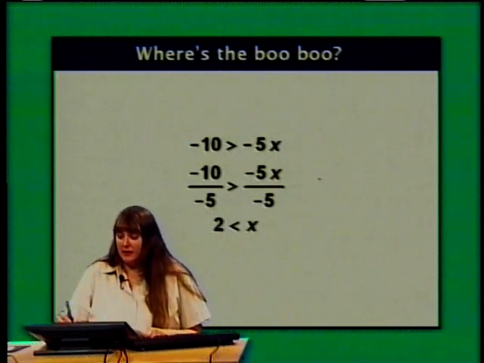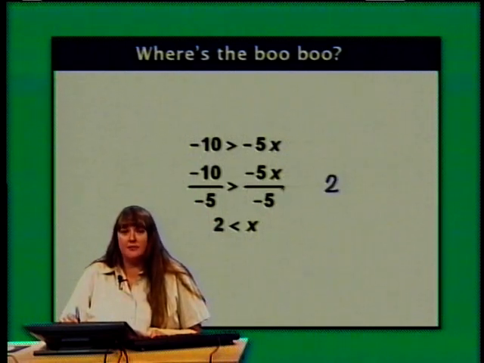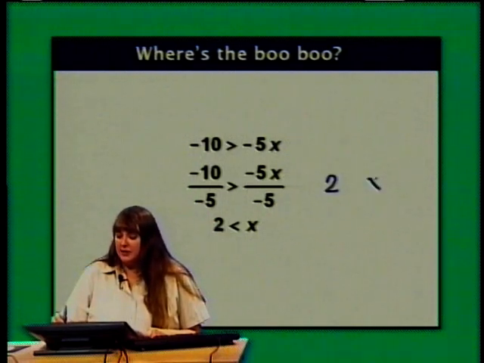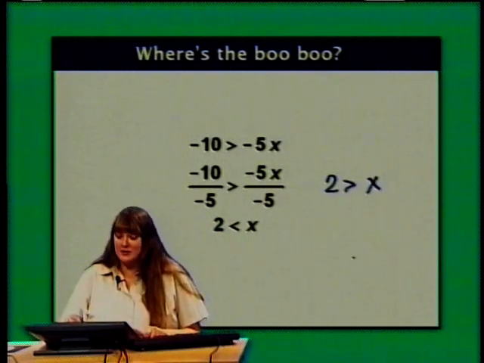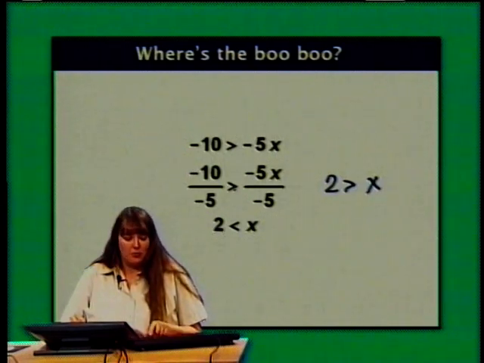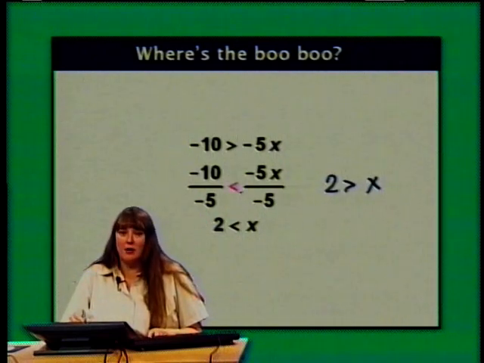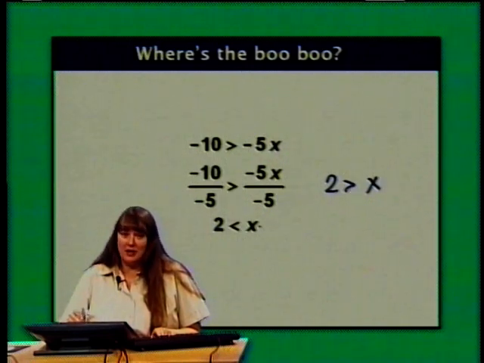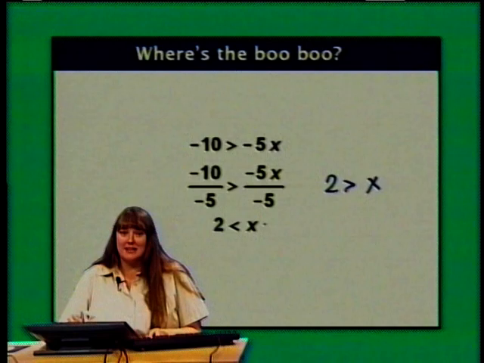Negative 10 divided by negative 5 is positive 2. Negative 5x divided by negative 5 is x. And this says 2 is greater than x. The correct solution should be 2 is less than x. So the error is right in the middle here. The sense of the inequality needed to change. What was written here was equivalent to the inequality 2 is greater than x. But a correct equivalent inequality is actually 2 is less than x. The sense of the inequality needs to be changed when dividing both sides of an inequality by a negative number.